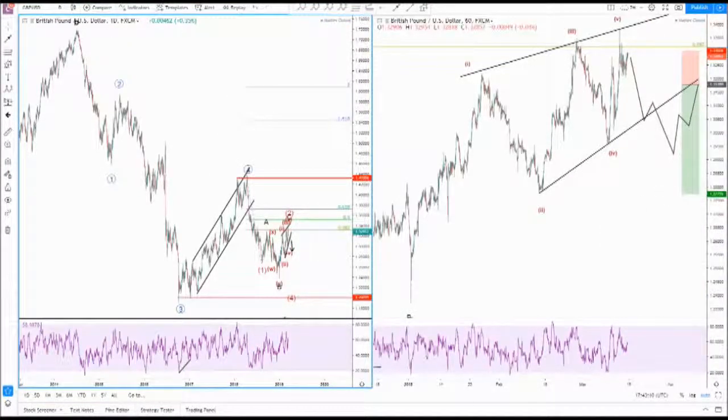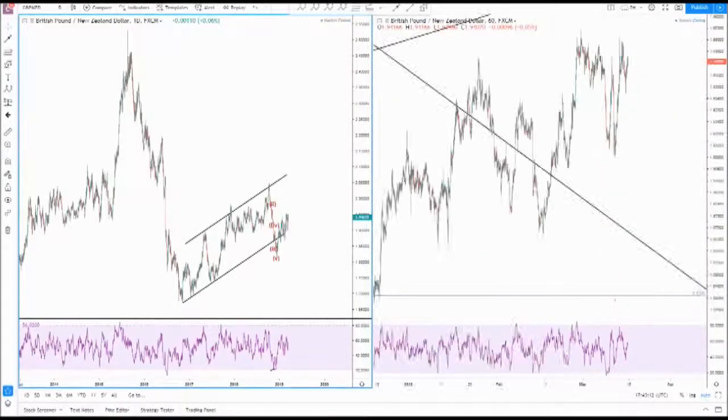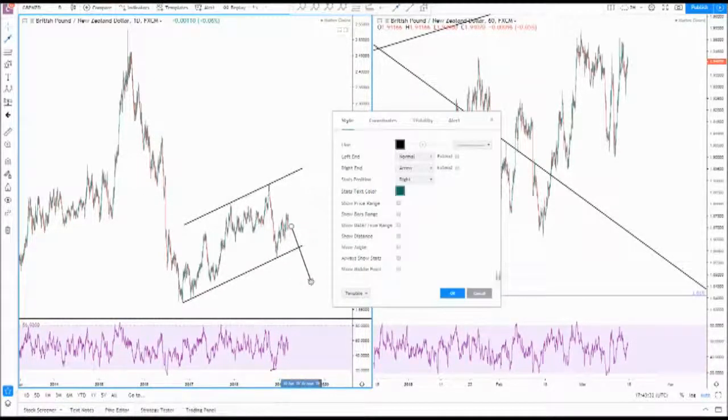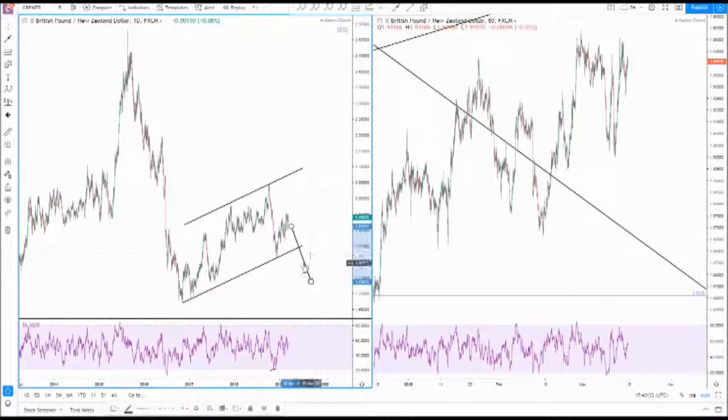Okay, take a look at the pound Kiwi. Similar situation. This channel's not quite so clean. If I delete the top one, copy paste the bottom one, connect those top two, that's a bit cleaner. Same situation again. Probably going to get some more weakness, whether it's now or we come and retest this channel again. I'm not sure, but you'd be best waiting on a breakdown of this. Okay.